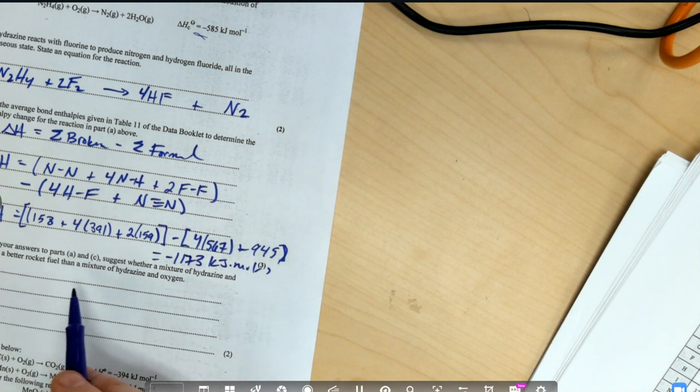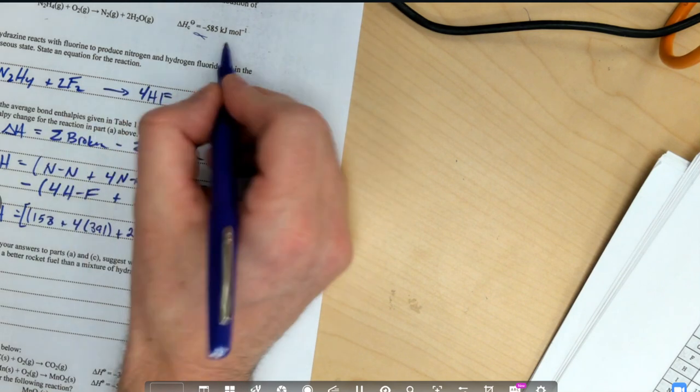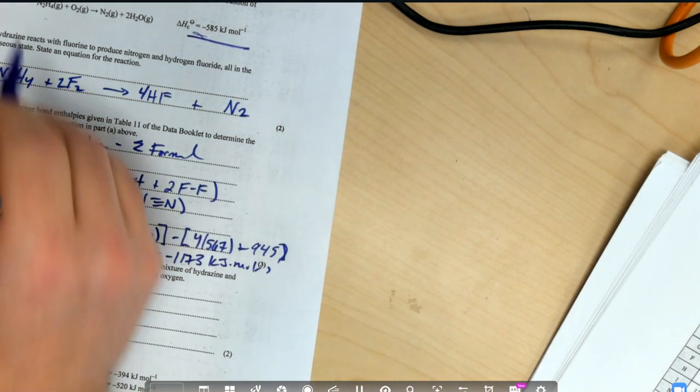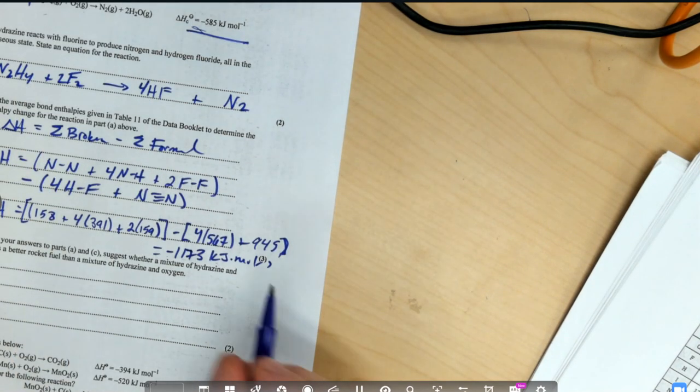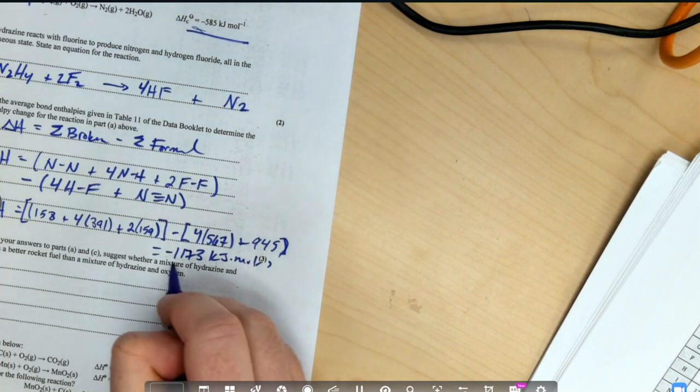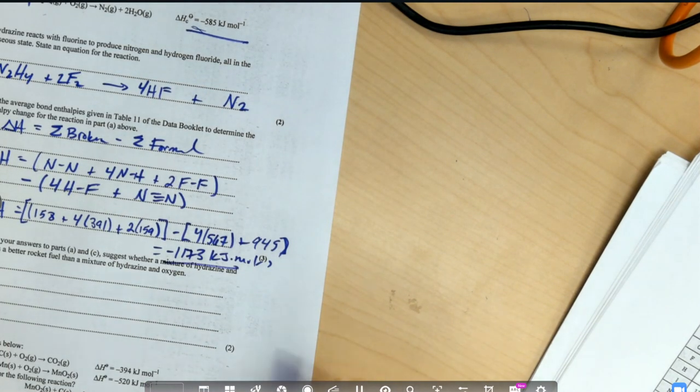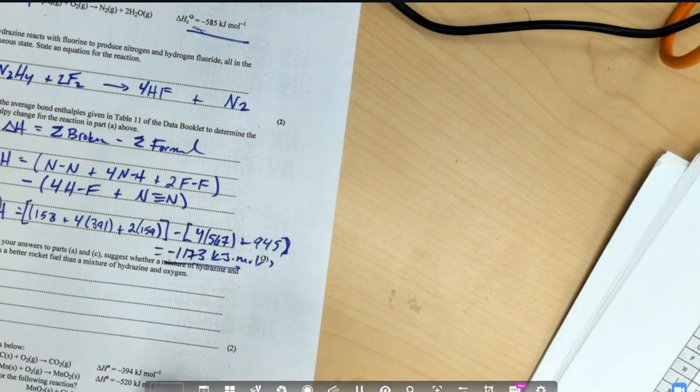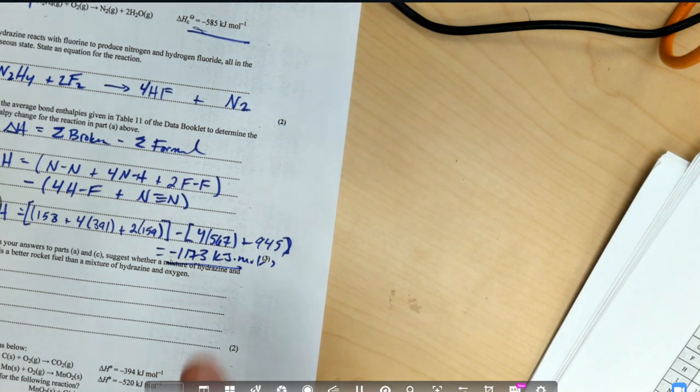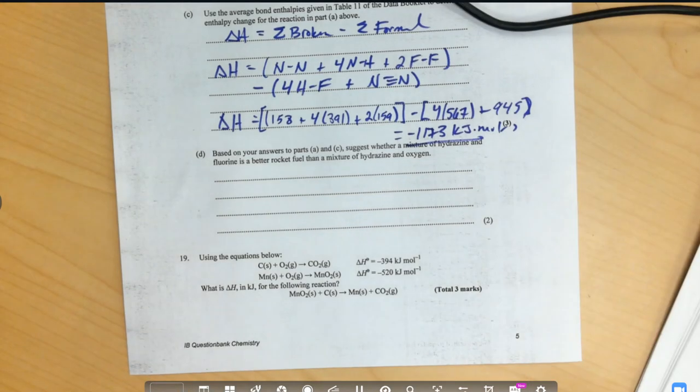All right, based on your answers to part A and C, suggest whether a mixture of hydrazine and fluorine is a better rocket fuel than a mixture of hydrazine and oxygen. So hydrazine and oxygen released that much energy per mole of nitrogen, and with fluorine, per mole of nitrogen, we release about double. So yes, fluorine is better. Also, in rockets, they eventually get to a part of the atmosphere where there is no oxygen, and oxygen is required for combustion. So hydrazine can actually combust without oxygen being present, which is nice.